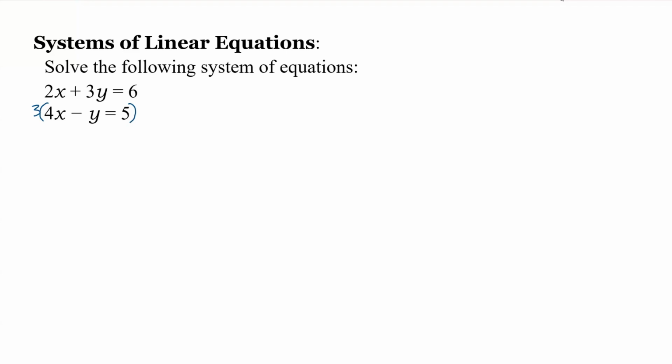So if I multiply the entire equation by 3, then I get 3 times 4, 12x. And then when I multiply 3 times negative y, I get negative 3y. I also have to multiply 3 times the 5, that gives me 15. So what I did, I rewrote the equation by a multiple of 3. And so now I can take the first equation and write it below, which is 2x plus 3y is 6.